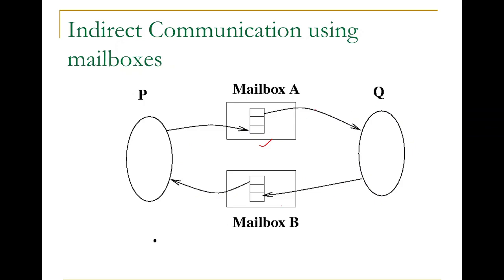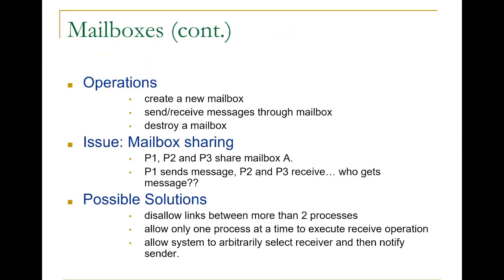Then Q sends a message to mailbox B, while P also picks it from there. You have there where they use messages to communicate. The operations of the mailbox are that you create a new mailbox, send and receive messages through the mailbox, and then you destroy the mailbox. That's the operation using mailboxes.